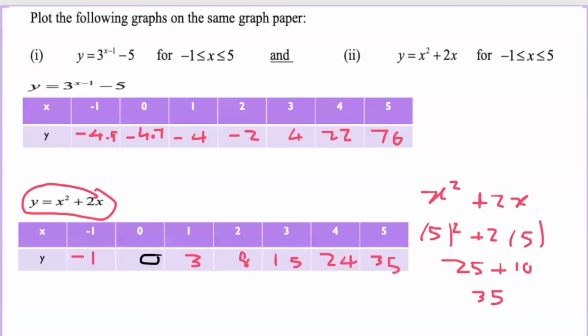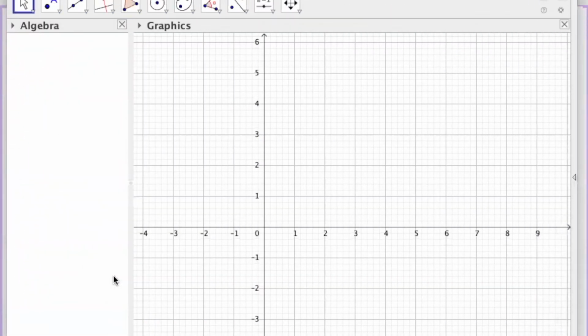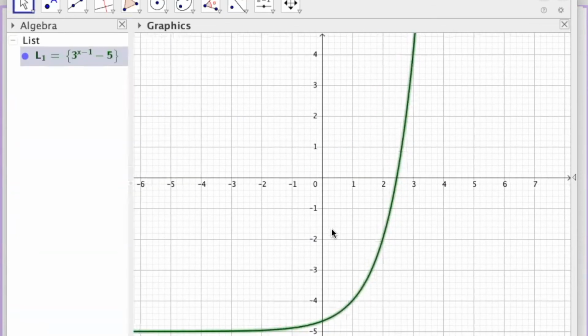So on the same graph, these points must be plotted, and I will be showing you the result of this. So the first graph is 3 to the x minus 1 minus 5. When you plot it, you use a scale that you desire. So I will have 3 to the power x minus 1, minus 5. This is the graph that you'll be getting.